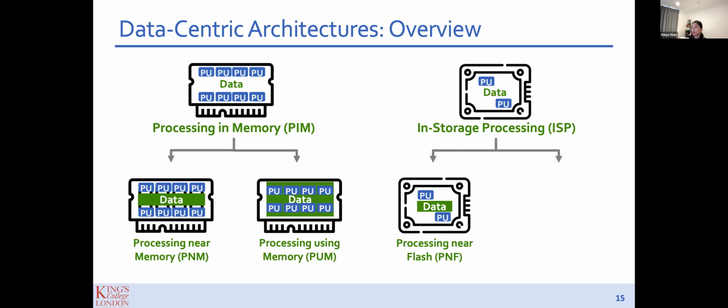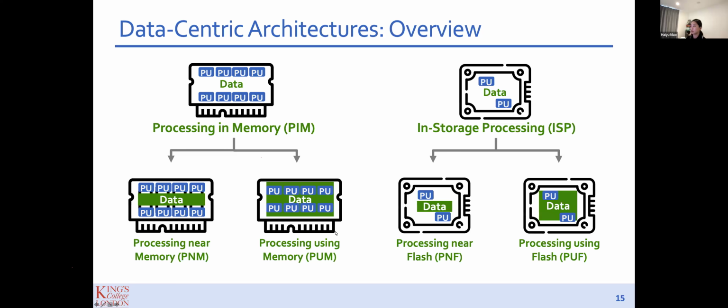And at the same time, we have the processing using memory, where we involve the memory cells directly in the computation. This is fundamentally different compared to the processing near memory. Processing near memory is like we move the processing units, offload some processing units to the inside the memory. But processing using memory, and also we have processing using storage, using flash, is a totally different kind of technology or method. I will talk about it in a little bit more detail later.